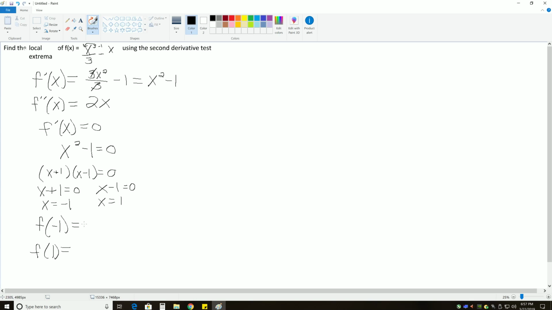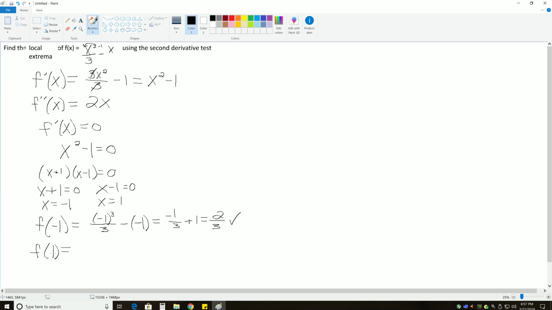When we plug negative 1 in, we get negative 1 to the third power over 3 minus negative 1, which gives you negative 1 over 3 plus 1, or 2/3. 2/3 is a real number, so negative 1 is a critical number.